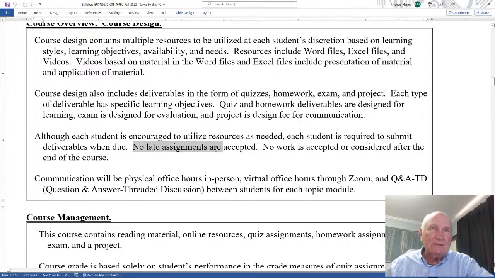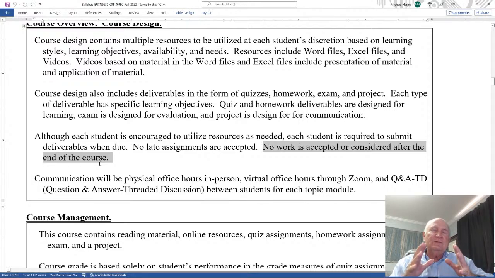No late assignments are accepted. And that's one of two strict rules I have in this course. The due date and time are strictly enforced through Canvas. Don't violate it because it will not be accepted. The second strict rule is no work is accepted or considered after the end of the course. At the end of the course, everything is finalized, the course grades are submitted to the registrar, and the course is over.